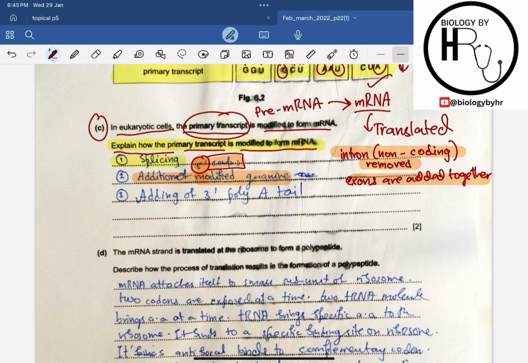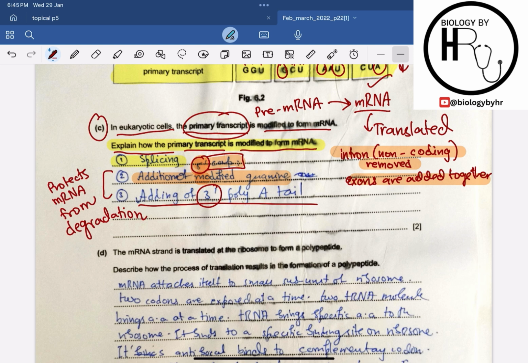The addition of the guanine, which is the 5 prime capping, and the addition of the poly A tail to the 3 prime end, both of these modifications have a very similar function: they protect the mRNA from degradation, right? It protects the mRNA from the degradation.